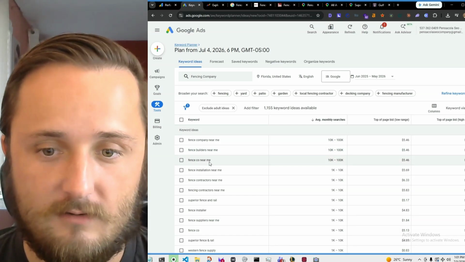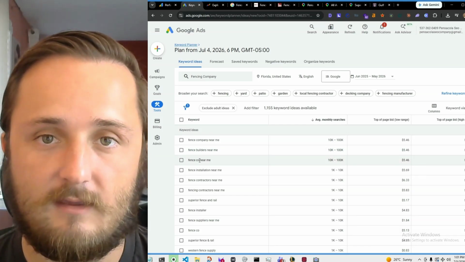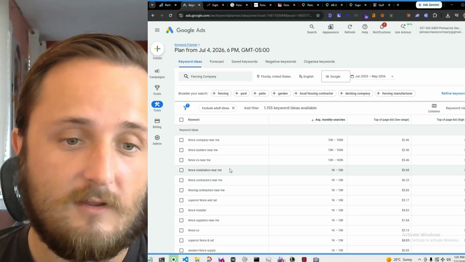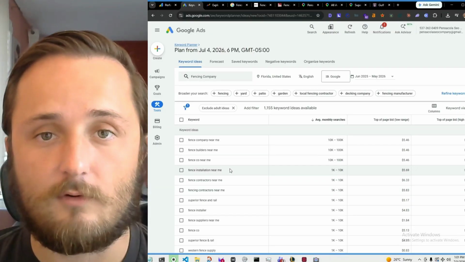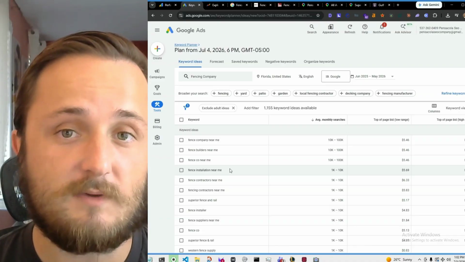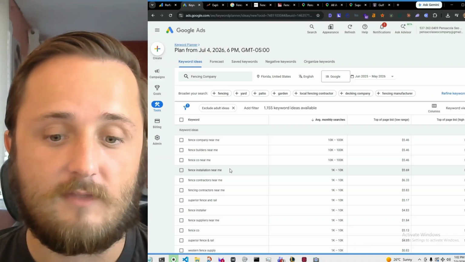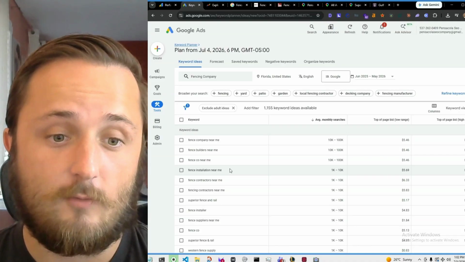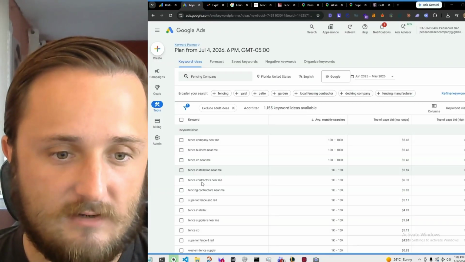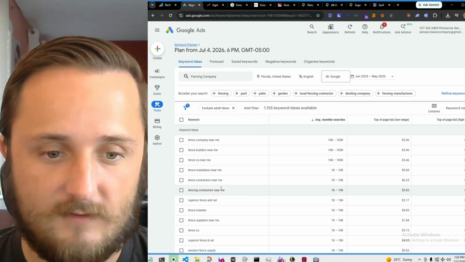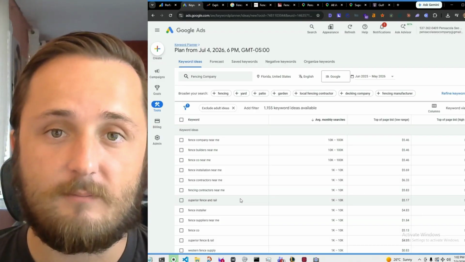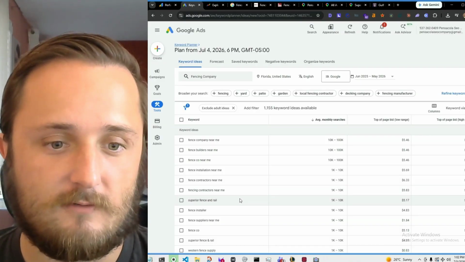Then we got Fence Co near me, which seems like this might be a brand name, because this can happen quite often in these searches, that some keywords that will have a high search frequency could also just be a big brand name that I might be unaware of, or you might be unaware of. Then we also have fence installation near me, fence contractors near me, fencing contractors near me. And so from all of this data, we can get a better understanding of how people are searching.